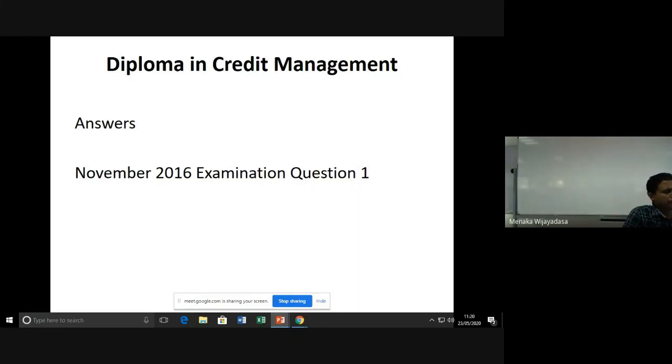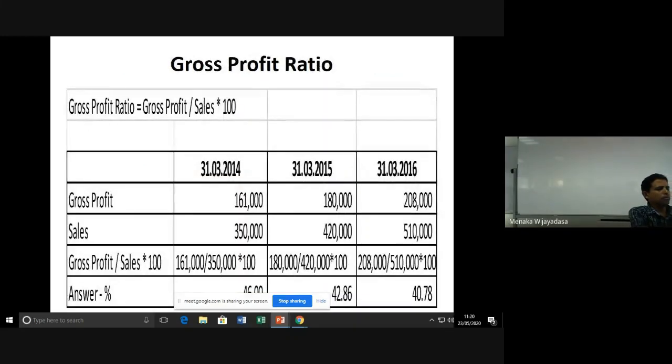I will start from the profitability ratios. Under profitability ratios, the main ratio is the gross profit ratio. Now, you have been given the 2014, 15, and 16 financial statements. Therefore, you can calculate the gross profit ratio. You know the ratio: gross profit divided by sales into 100. Very simple.